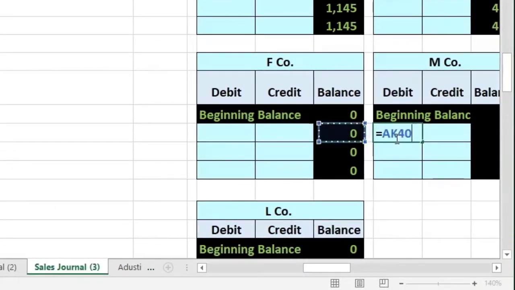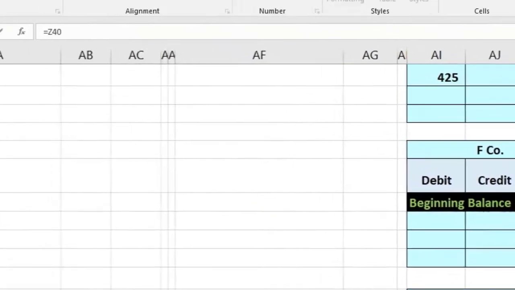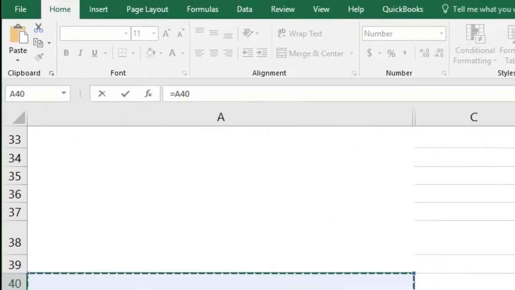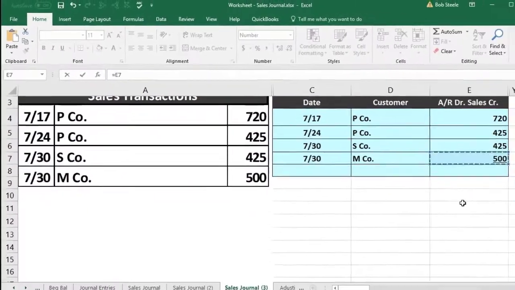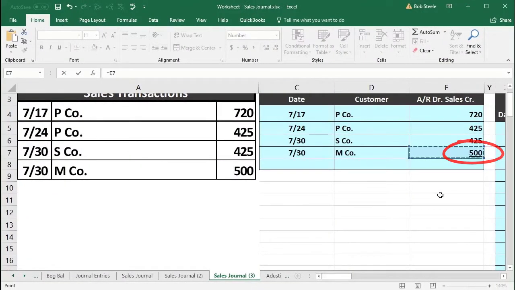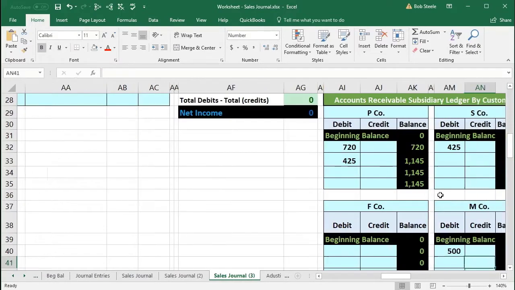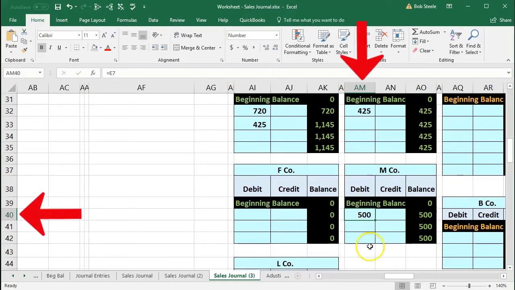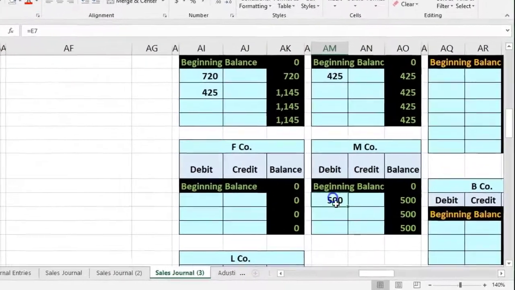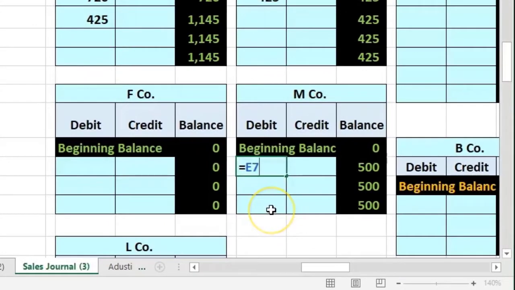Equals. I'm going to scroll left with the arrows now. It's just going to keep changing the cell reference until we stop and we hit enter to where we want it to be. And we're going to scroll over to that 500. So there's the 500. It's in cell E7, and enter. So there we have it. So once again, we could just type it into cell AM40, typing in the 500, bringing that amount over, or we can put equals E7. I do highly recommend using the formulas.